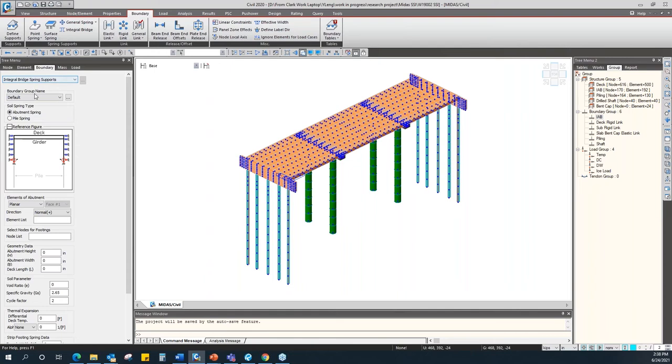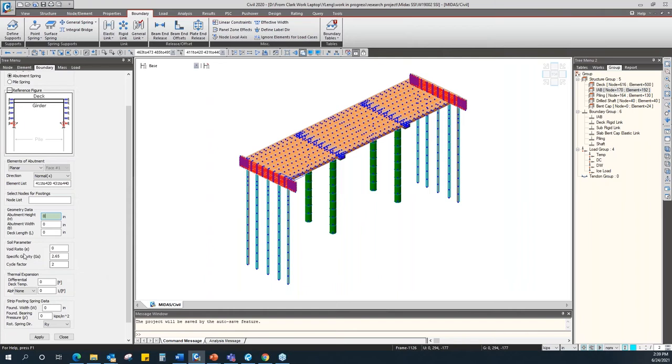So first I define the abutment spring. Here I define the boundary group, the integral abutment. For the abutment spring, after I select the element, I only need to define the abutment height, the abutment width, the deck length, also the void ratio of the backfill, the specific gravity, the cycle factor, and also the thermal expansion.